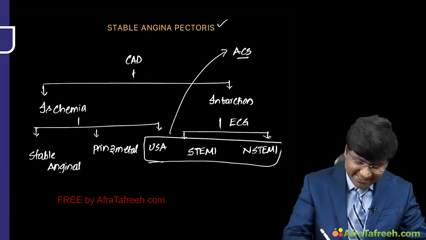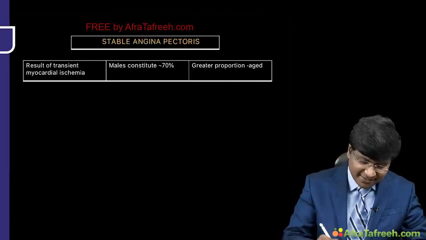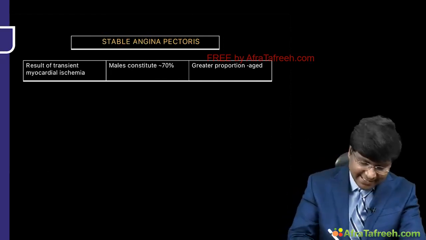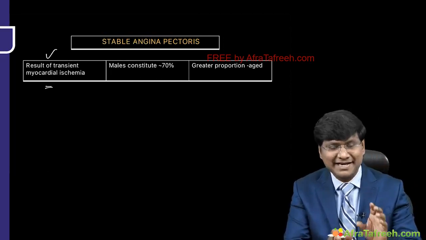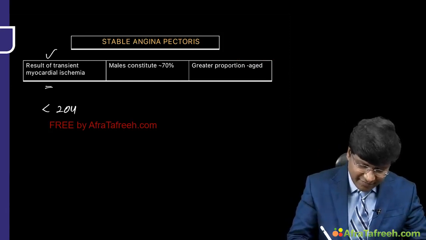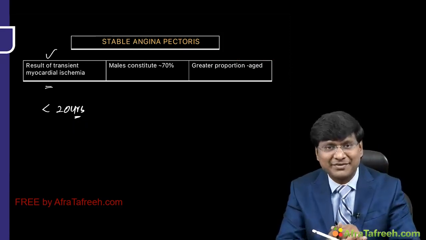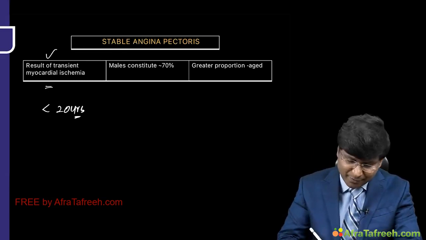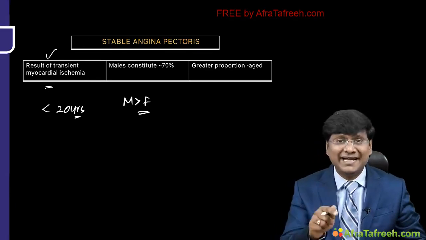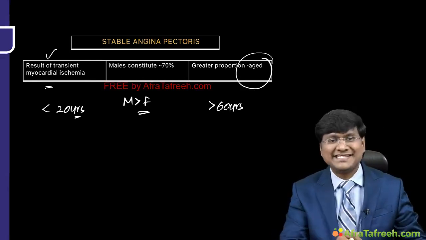Now, let me discuss the stable angina pectoris in detail. Stable angina pectoris results from transient myocardial ischemia, where the blood supply to the myocardium is reduced for less than 20 minutes. For the development of stable angina pectoris, remember, a greater proportion is seen in males rather than females. A greater proportion is also seen in elderly individuals, more than 60 years.